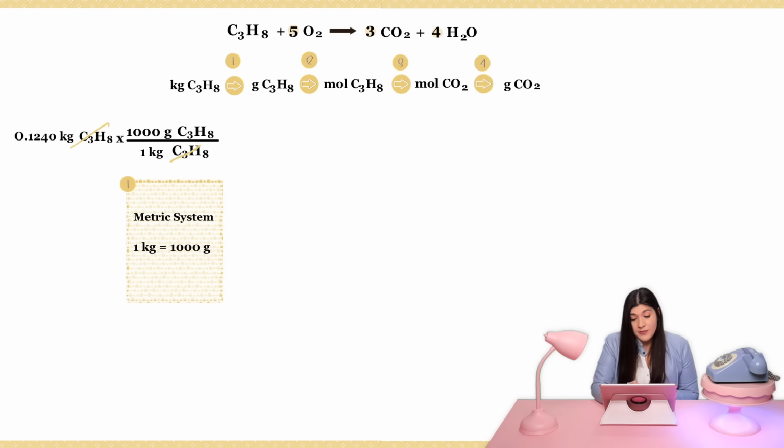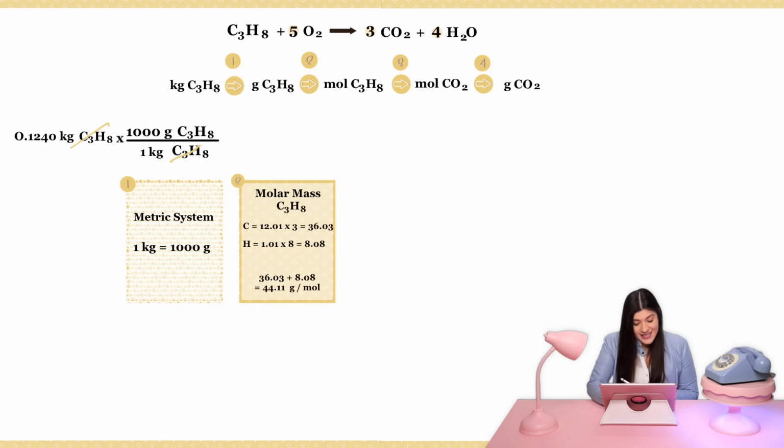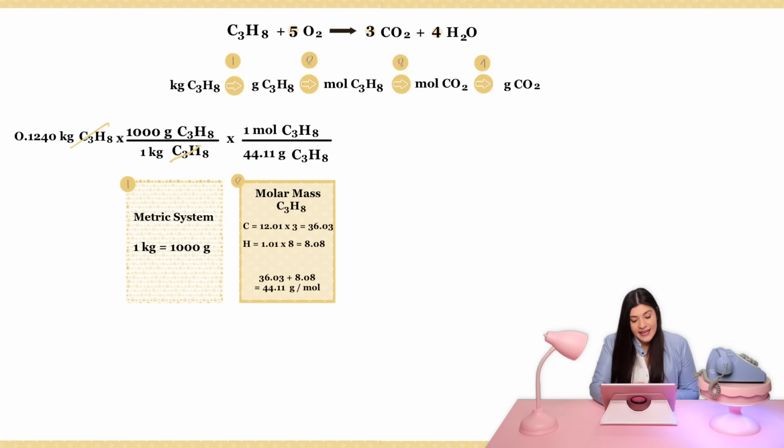How do I go from grams to moles? I use the molar mass. So I need to find the molar mass of propane, which is what I did here, multiplying that 12.01 times the 3 subscript to give us this. And then multiplying 1.01 times that 8 subscript to give us this. Add these two values together, and 44.11 is our molar mass of propane. Once again, I want to align the units so they can cancel. These 2 grams across from each other cancel out, and I'm now at moles of propane.